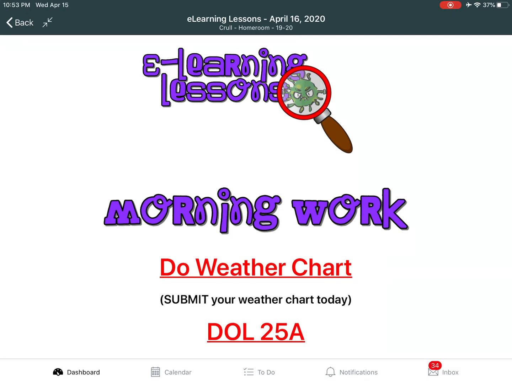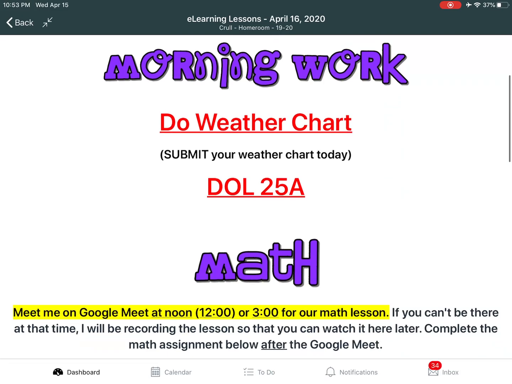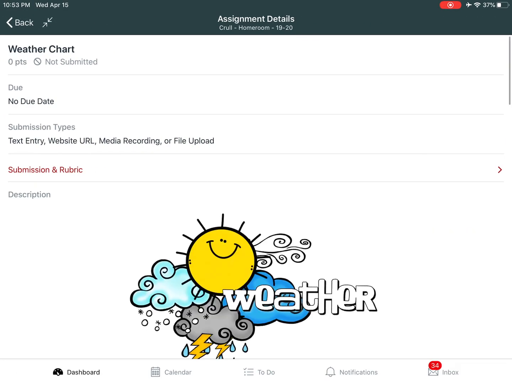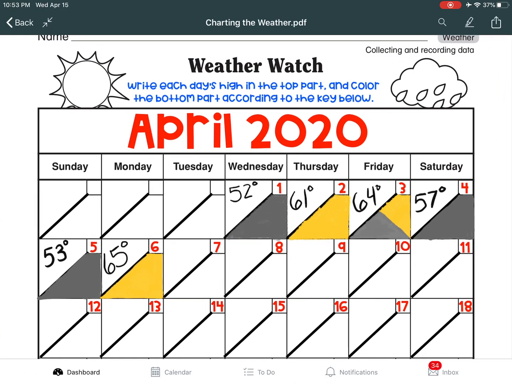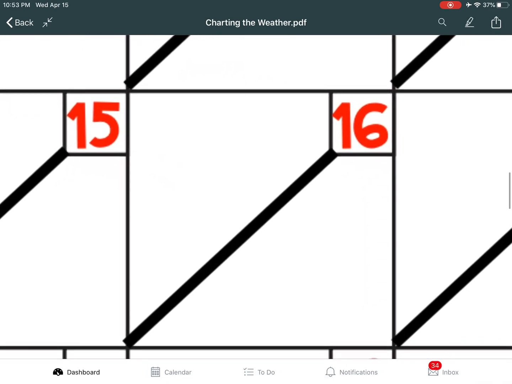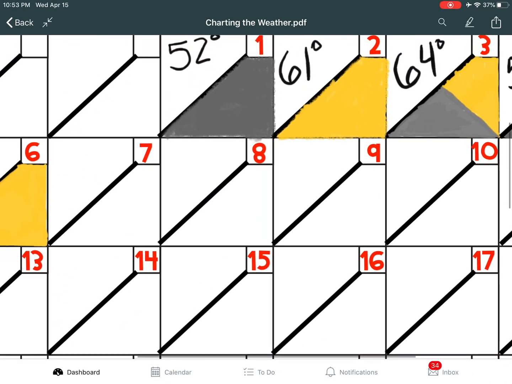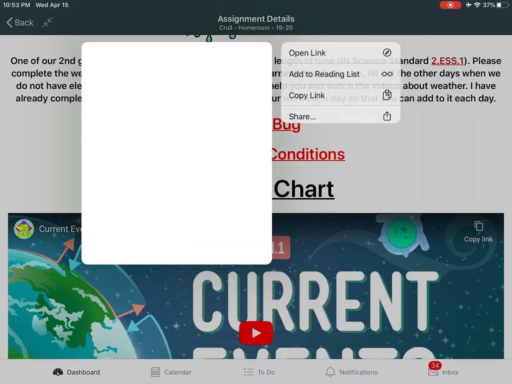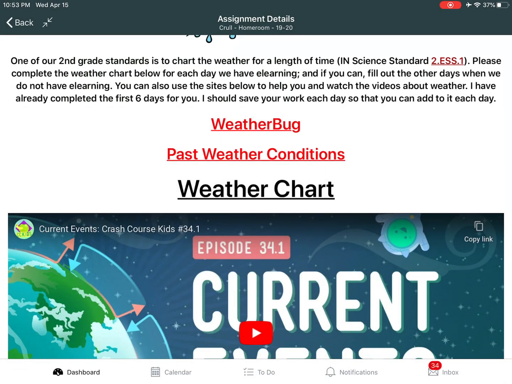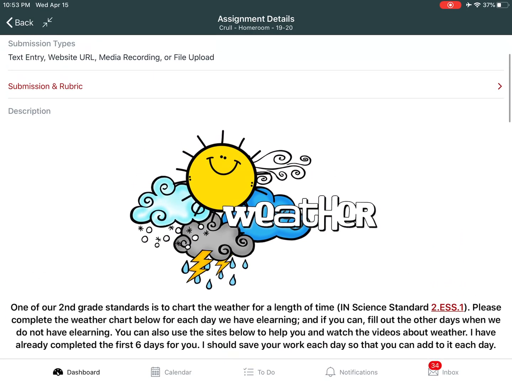All right, this is what you're going to do. You're going to do your morning work. You're going to first do the weather chart. Now, you need to finish the weather chart all the way up through today, which is the 16th. So if you have any of these boxes from the 7th through the 16th not filled out, then you need to go to this website, the past weather conditions website, and find out what the high was and what the weather conditions were for that day. All right, so you need to finish that and submit it today. Today is the day for it to be submitted.